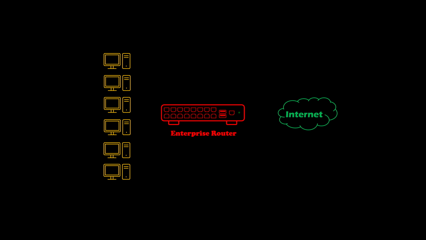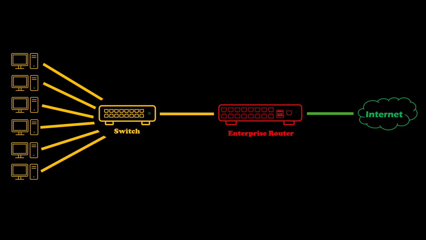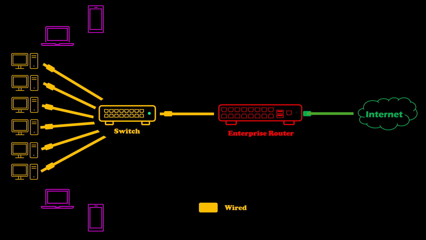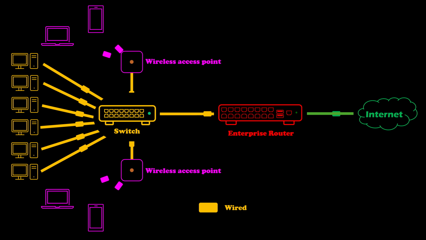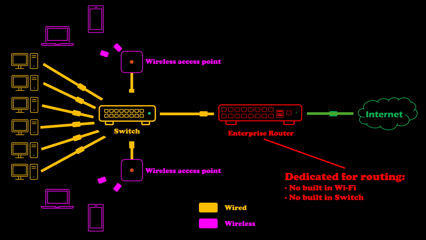In a business environment, these functions are usually covered by separate devices. A switch will be used for wired connections for end-user devices. To ensure end users are able to connect to the business network using Wi-Fi, businesses will purchase wireless access points and place these strategically around the premises. These wireless access points are connected directly to switches.